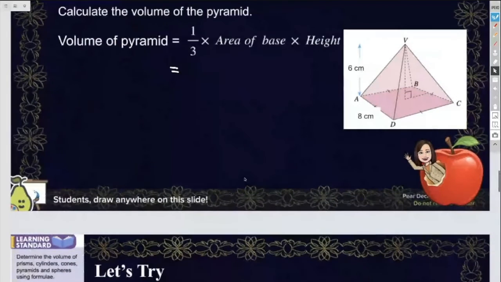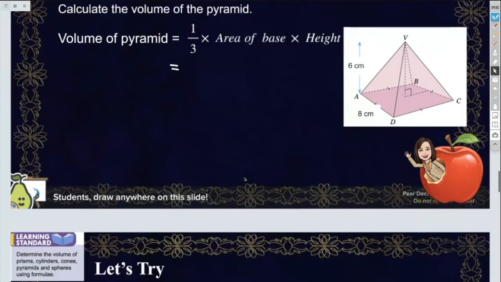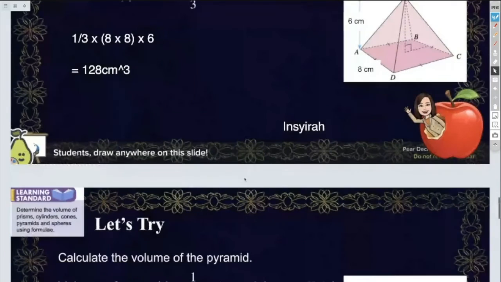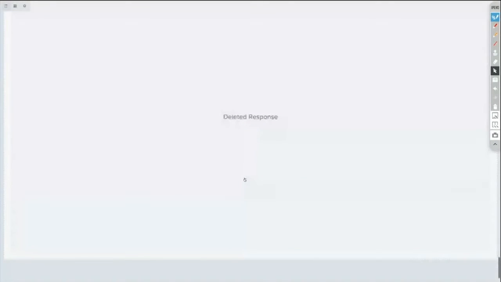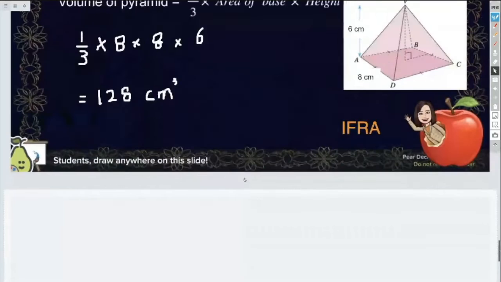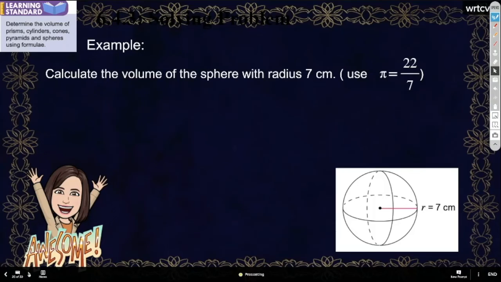Ini siapa punya nak teruskan ke? This one? Siapa punya? Daing ke Andika? Ke Farah? Okay, lepas ni kita pergi pula sphere and hemisphere. Okay, dua lagi. Habis dah? Okay, so ini adalah sphere. Okay, so sphere, ingat lagi tak sebelum cikgu bagi rumus?